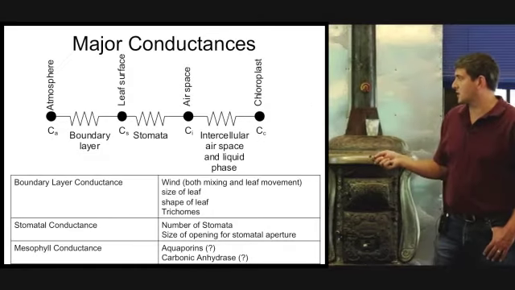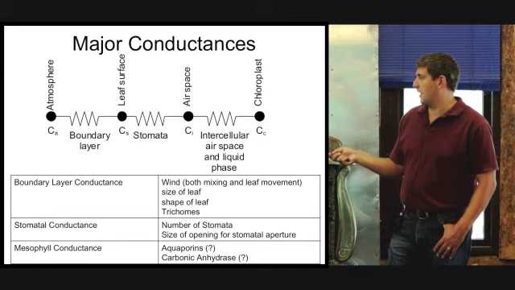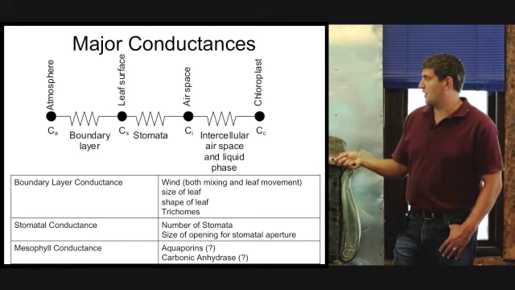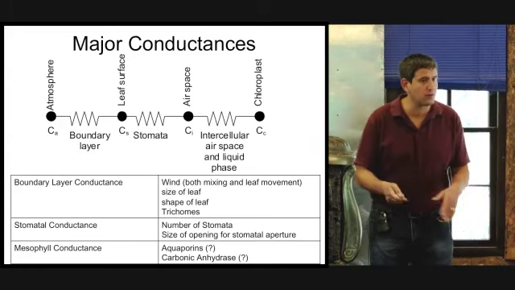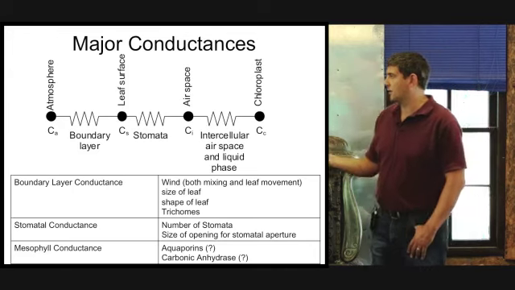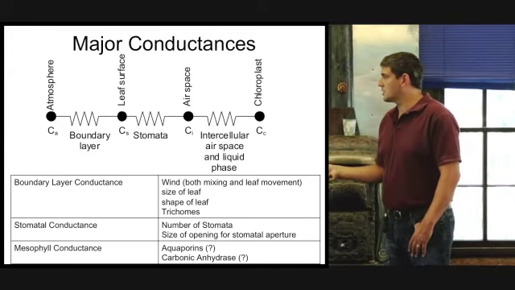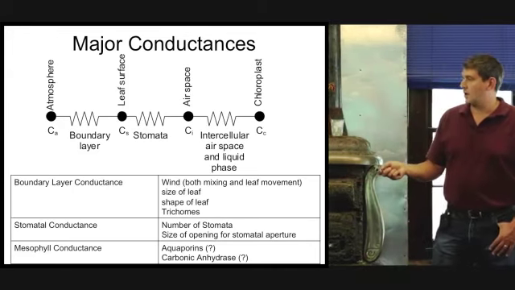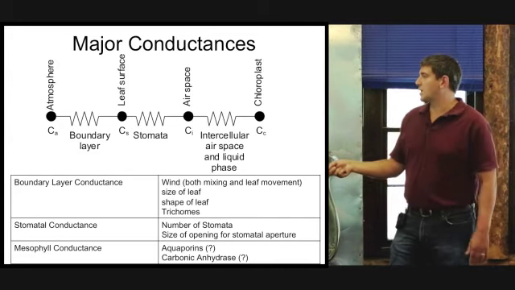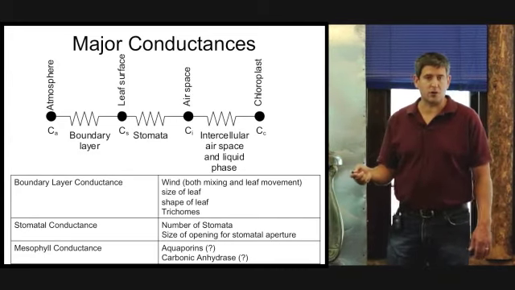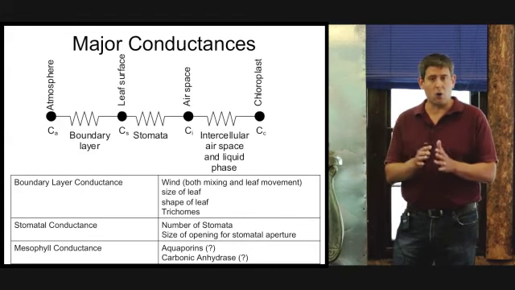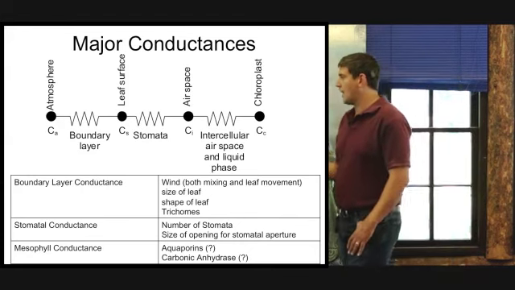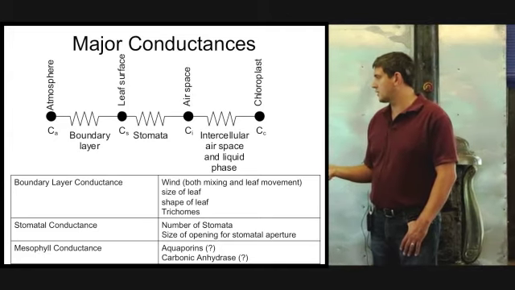But this here just reflects the resistive pathways going from the atmosphere. You have your boundary layer resistance or conductance, which is a function of wind, the size of the leaf, shape of the leaf, the surface of the leaf. All those things are going to influence your boundary layer conductance. Your stomatal conductance is going to be a function of how many stomata are present, as well as the size of opening for the stomatal aperture. So plants have control over how open or closed the stomata are. There's a lot of biological control involved in stomatal conductance.